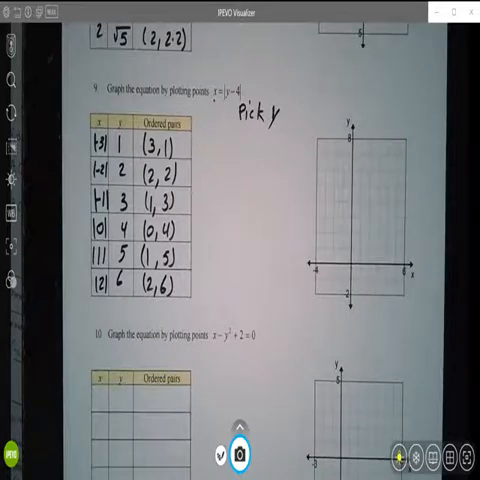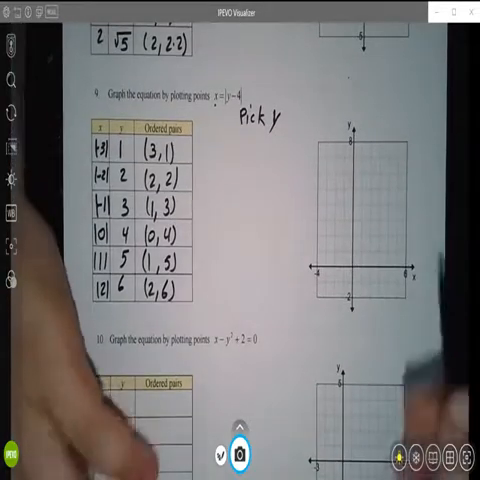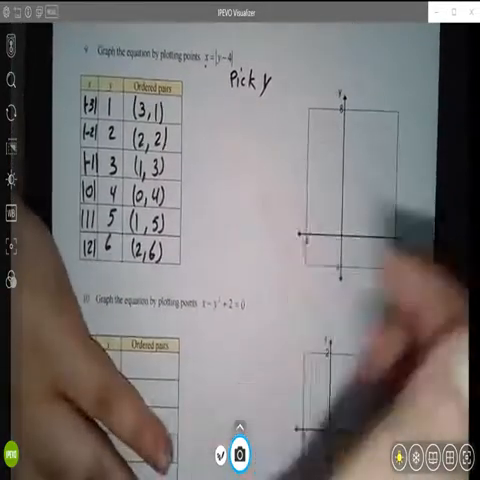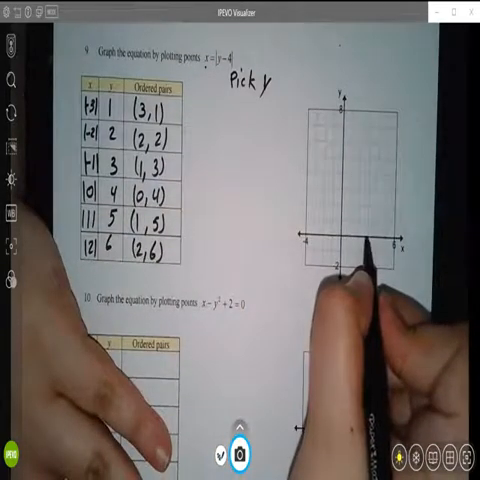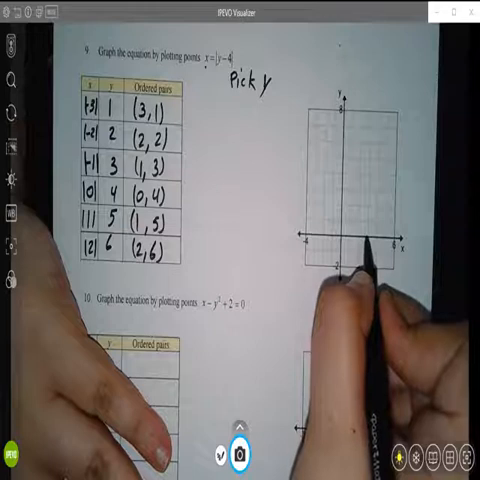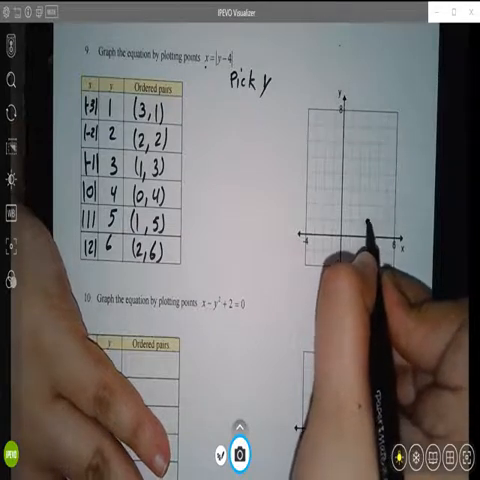Now, let's plot. X at 3, so you have 1, 2, 3, right here. And y at 1, so you go up 1. This is the point.